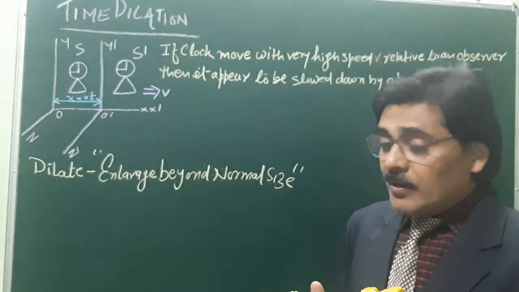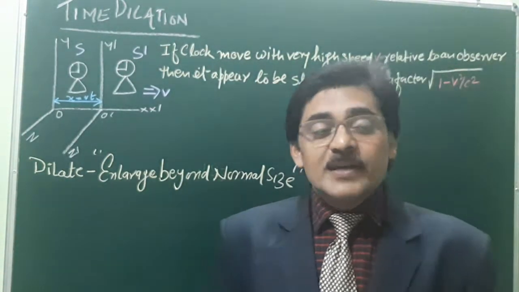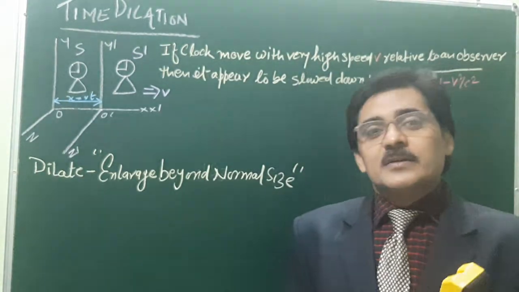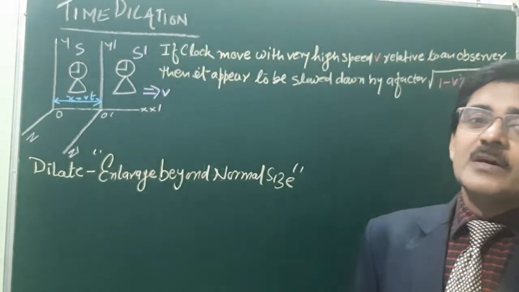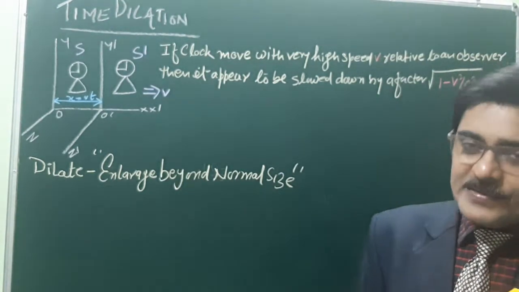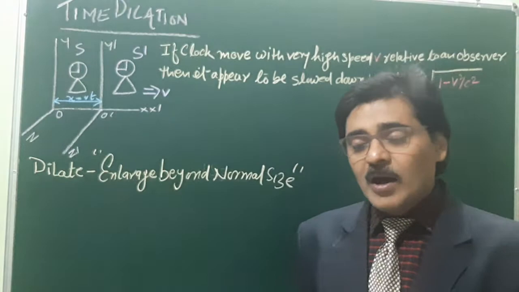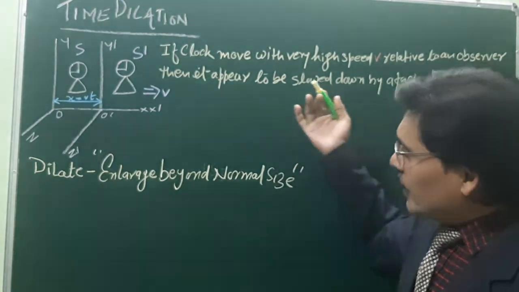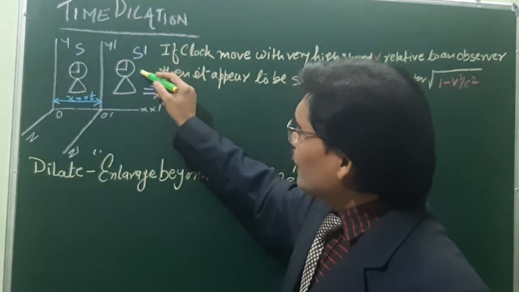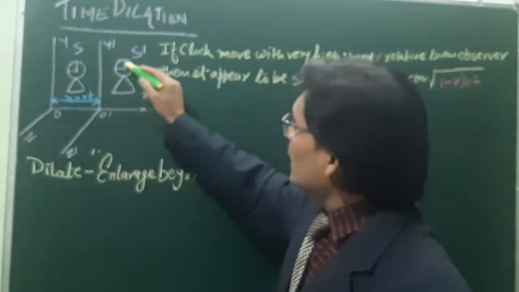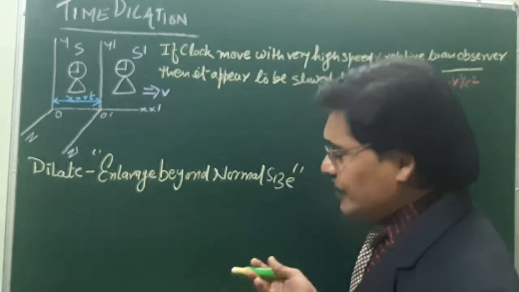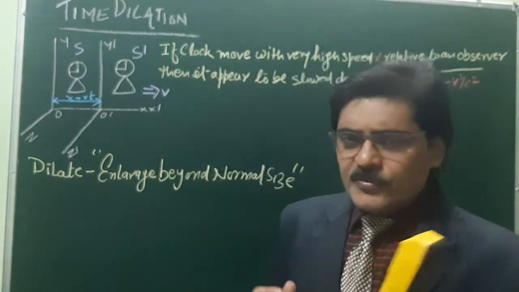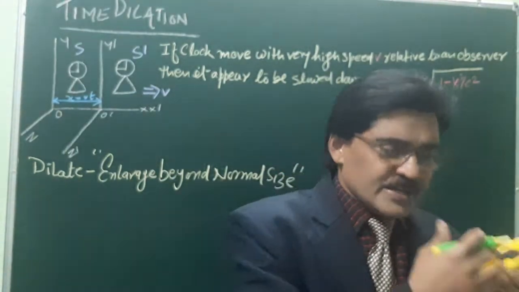We will try to prove time dilation in real life also. But first of all, let's try to prove the formula of time dilation. With the help of the time dilation formula, we can calculate so many numerical problems. Suppose we have two frames of reference S and S dash. As usual, S dash frame is moving with velocity v in the positive x direction.